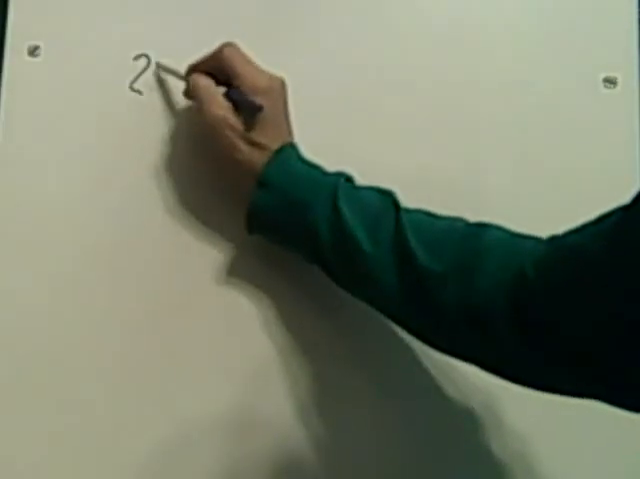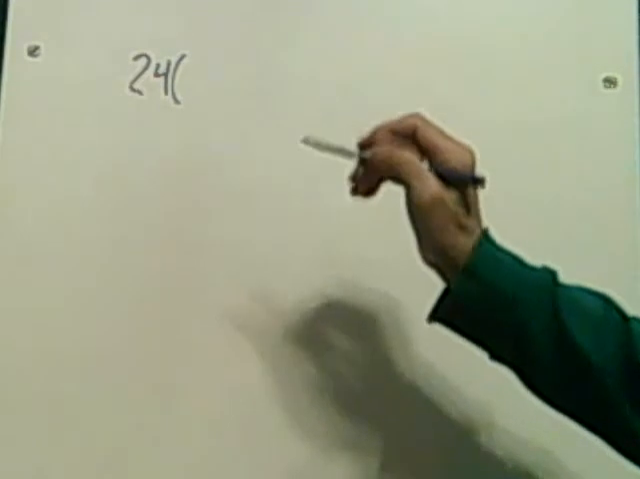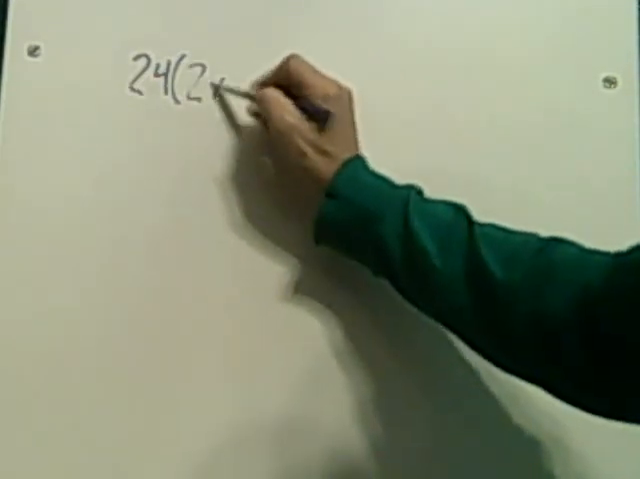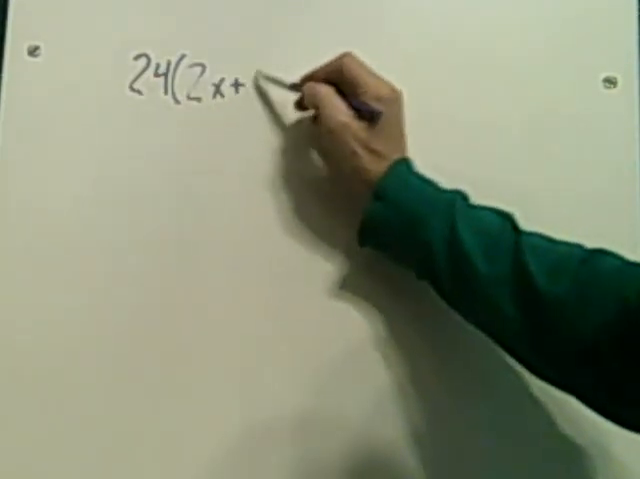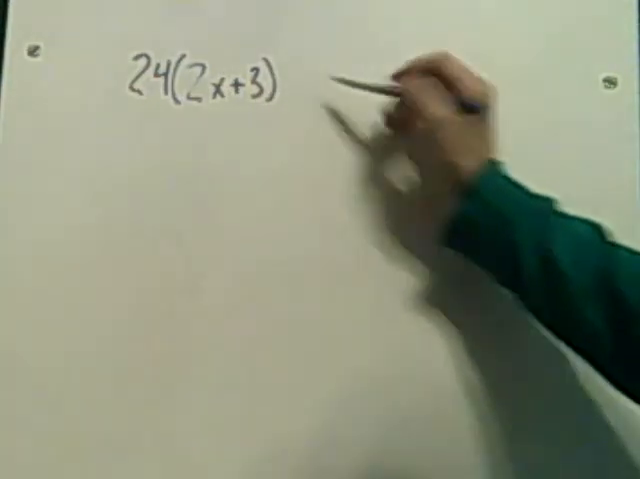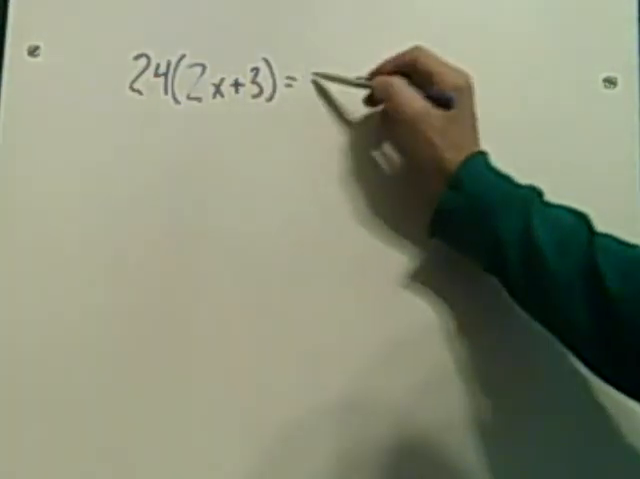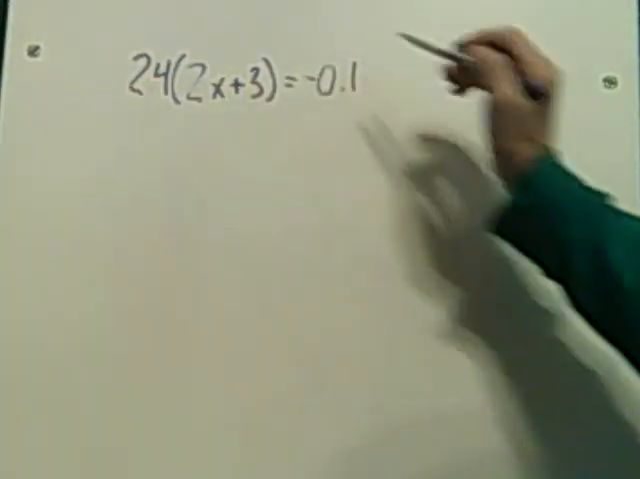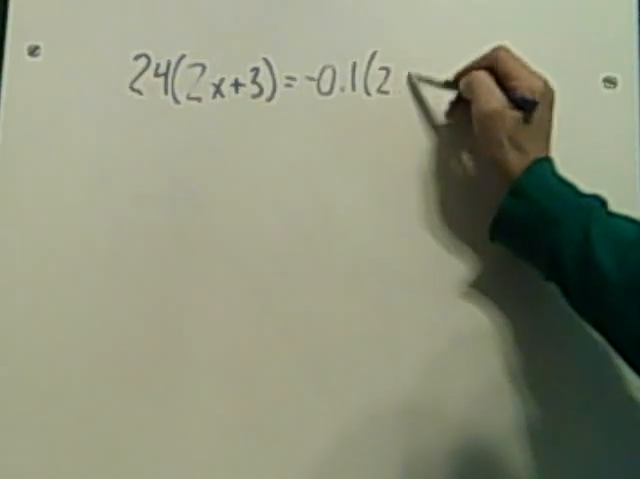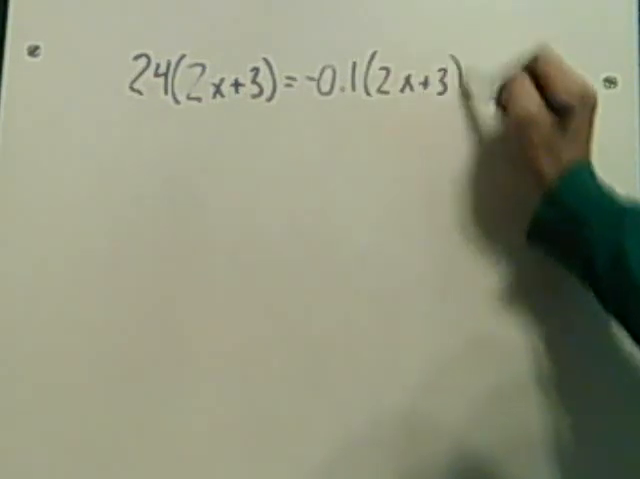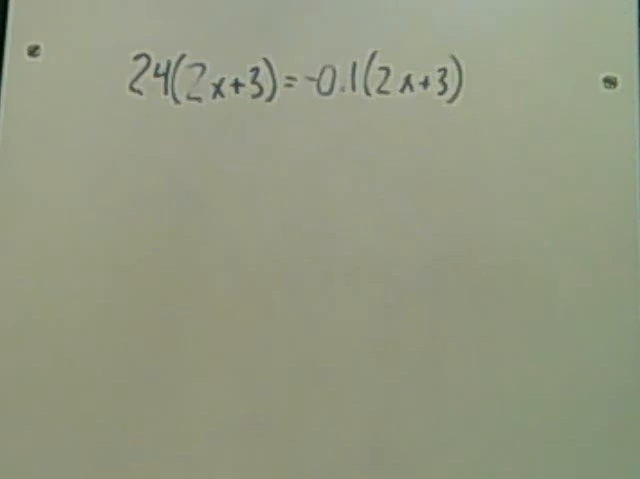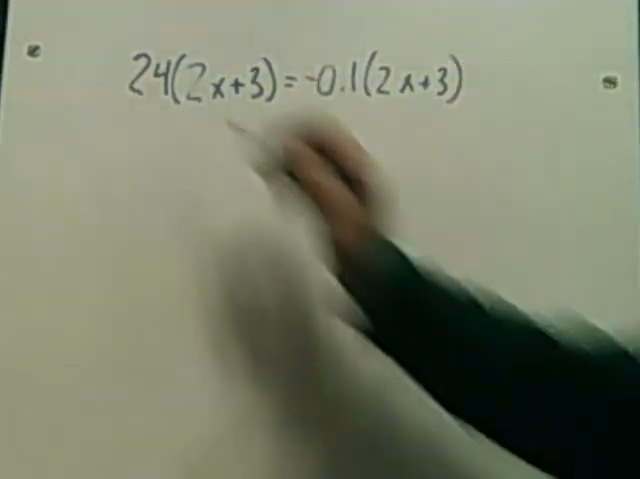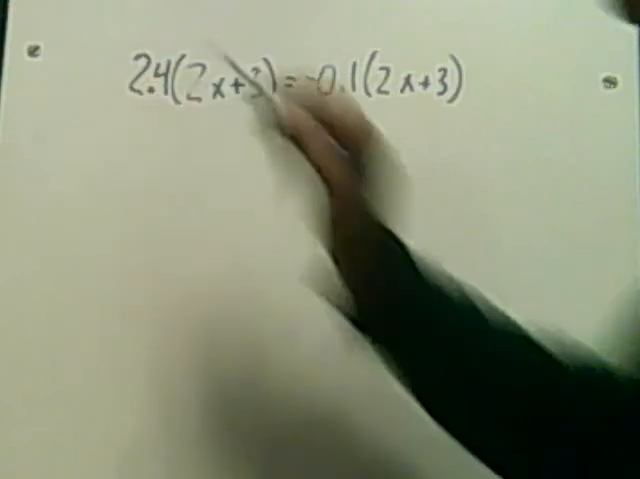Okay, 2.4 times 2x plus 3 equals negative 0.1 times 2x plus 3. Now, if I do make any mistakes on this, please add a comment, because everybody makes mistakes. I'm trying to be careful.